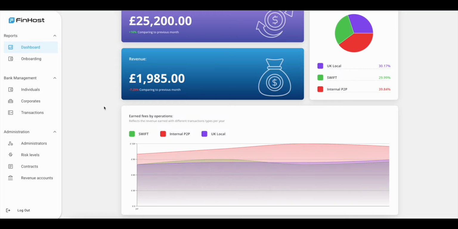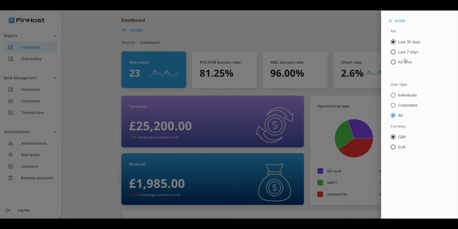On the top level there is a filtering option so each metric may be filtered based on the following parameters: period, user type (individual, corporate, and all), and currency.